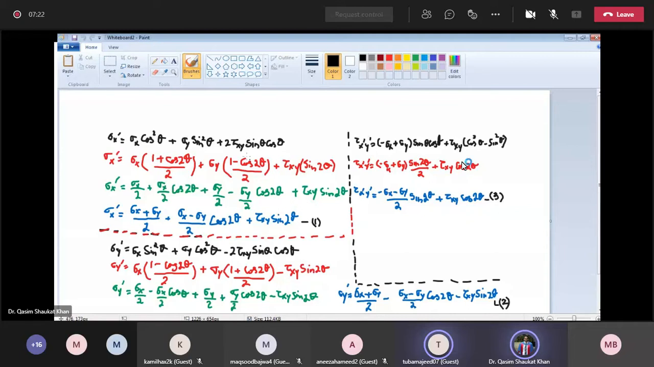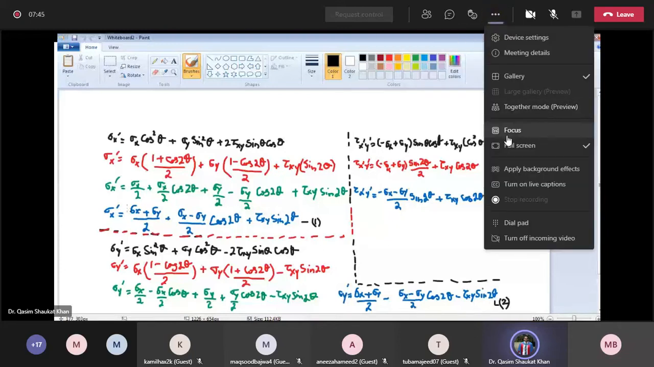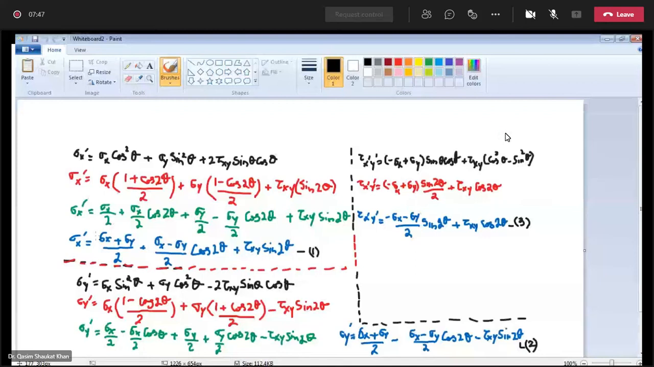Yes, sir. So sigma x dash, now we will just rearrange. This expression will become sigma x plus sigma y over 2, plus sigma x minus sigma y over 2 cos 2 theta plus tau xy sin 2 theta. Is this clear?